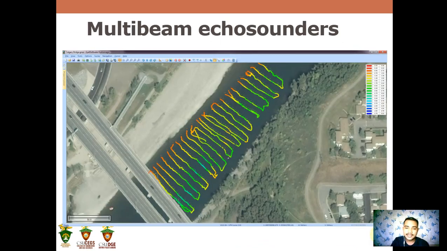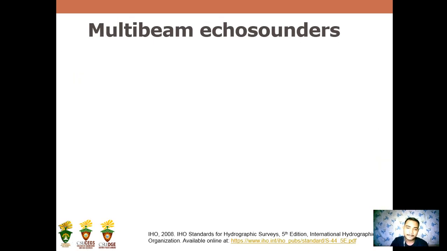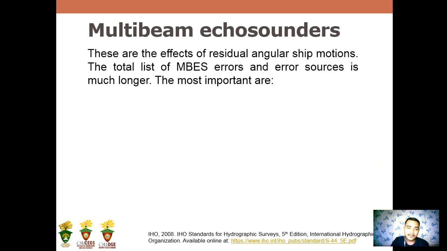So this is an example of a plan, kung asa ninyo paagihon ang inyong boat or inyong ship upon doing the hydrographic survey in this portion, no? So it must be properly planned. And these are the effects, no, of residual angular ship motions. So mga error na po ta, talking about errors.